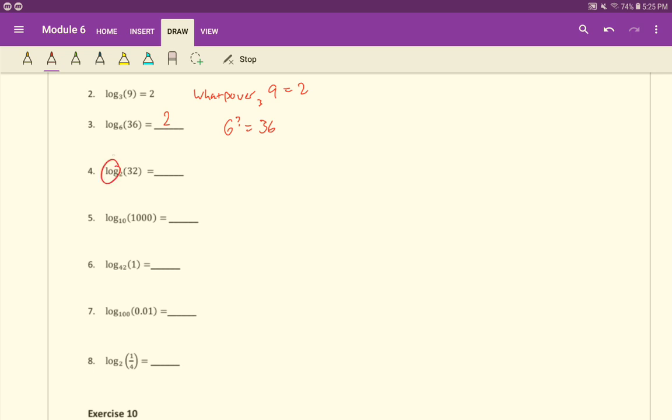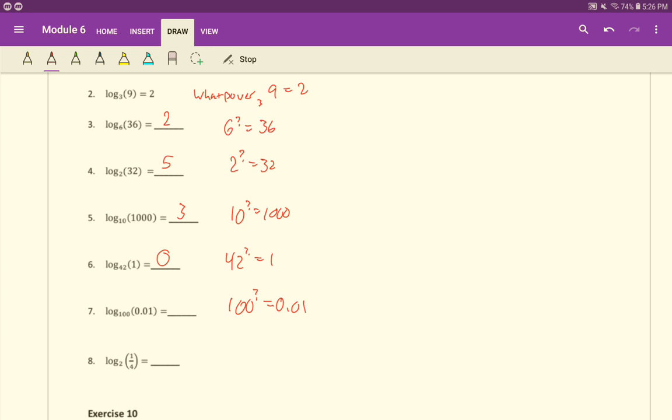Again, log, remember, is just this "what power" function. So we want to know what power of 2 gives you 32. So 2 to what power gives you 32? The answer there is 5. 10 to what power gives you 1,000? That'll be 3. 42 to what power gives you 1? The answer for that is 0. 100 to what power gives you 0.01?